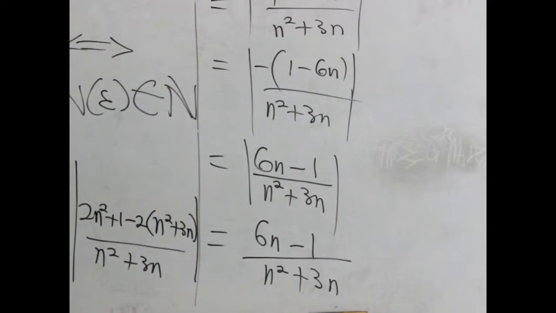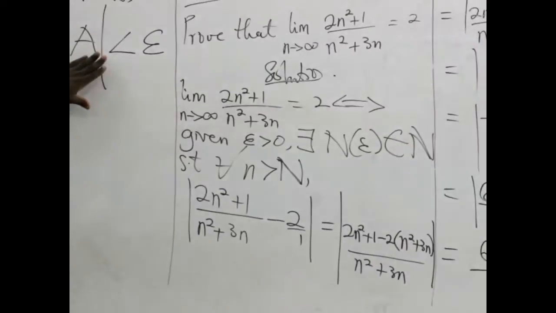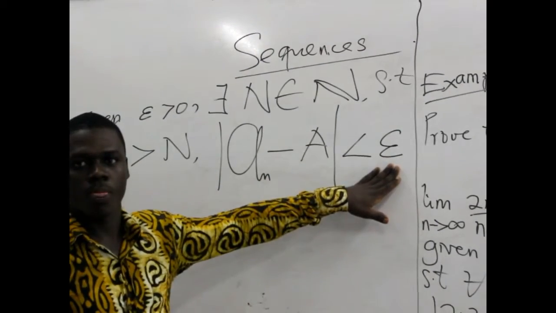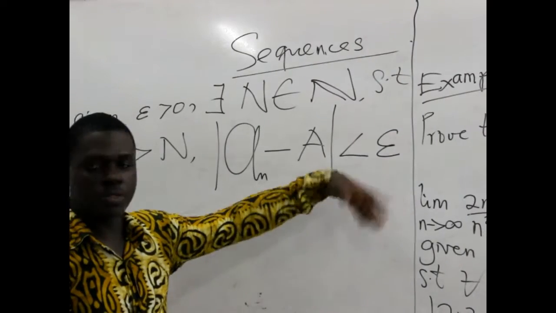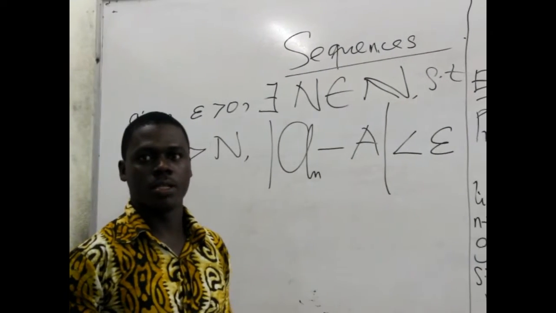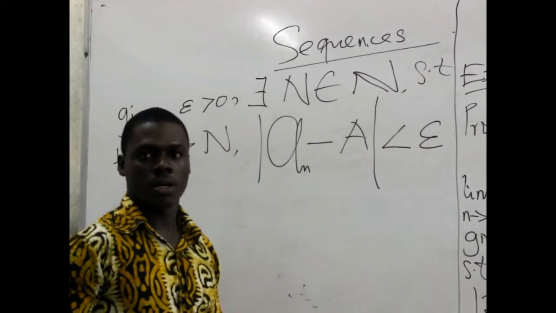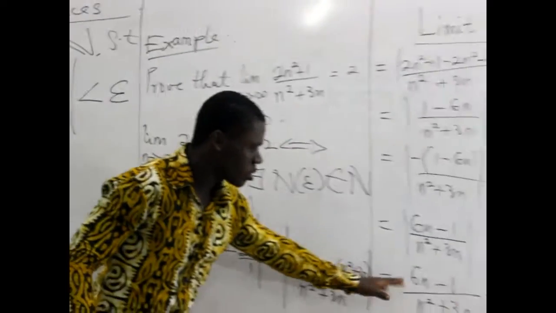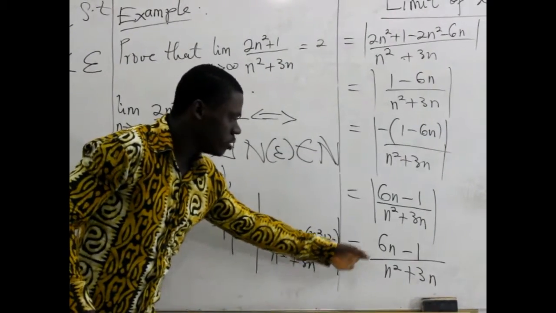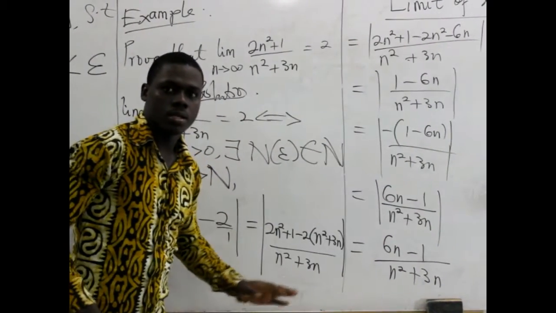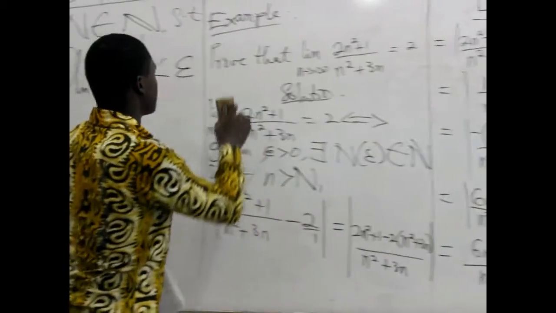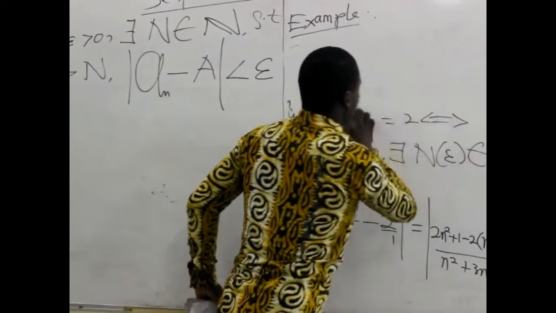But the actual lesson is saying that when we get this, then it should be less than epsilon. It should be less than epsilon for us to actually conclude that yes, the limit is equal to a. So it means at this moment we need to find out how possible we can introduce the inequalities, that is, less than. So let's see how that is possible.